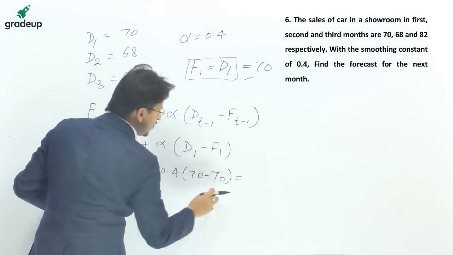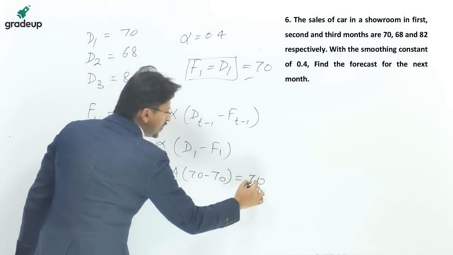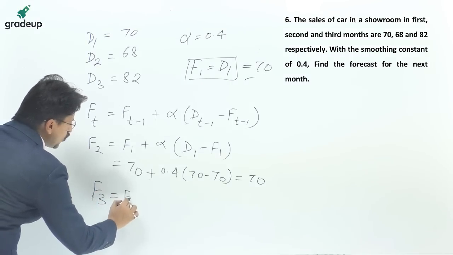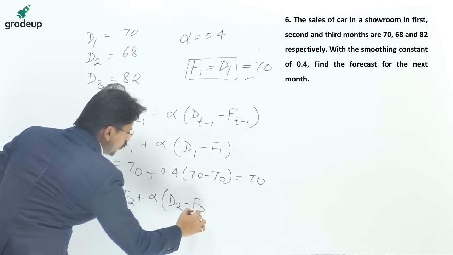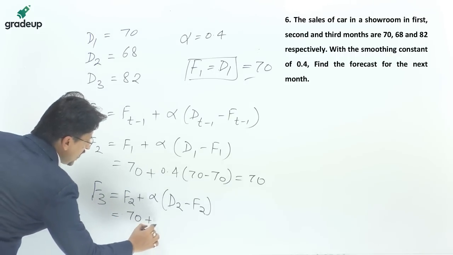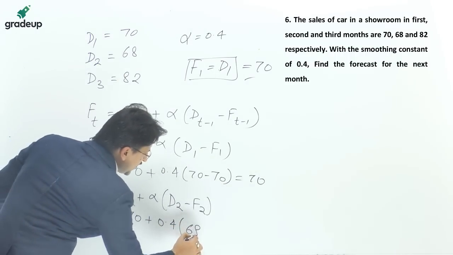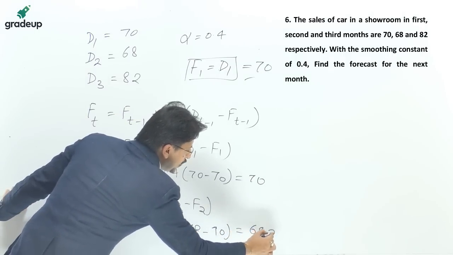That you will get as 70 minus 70 is 0. So 0 into 0.4 is 0. This will become F2. Finding out F3: F3 will be F2 plus alpha (D2 minus F2). Okay, so F2 is 70 plus alpha 0.4, D2 is 68, 68 minus 70. This value you will get as 69.2.